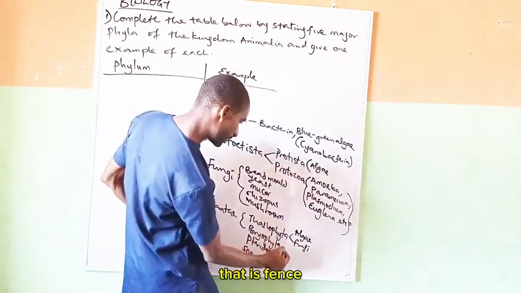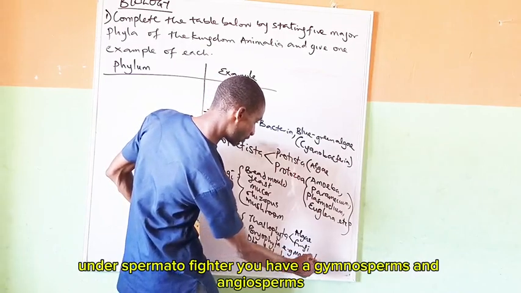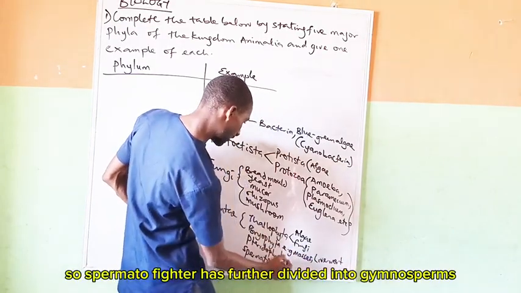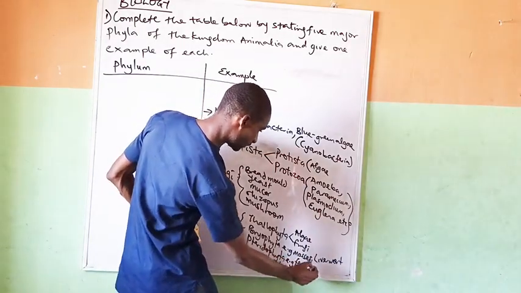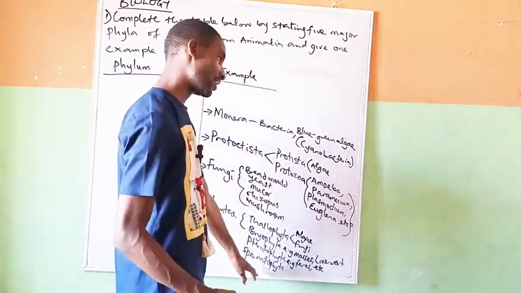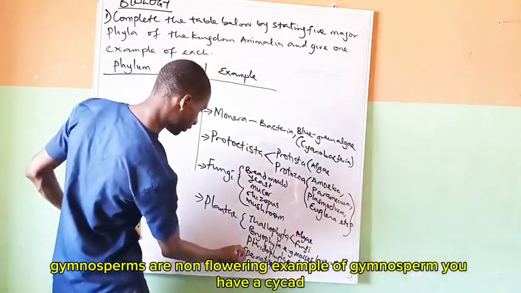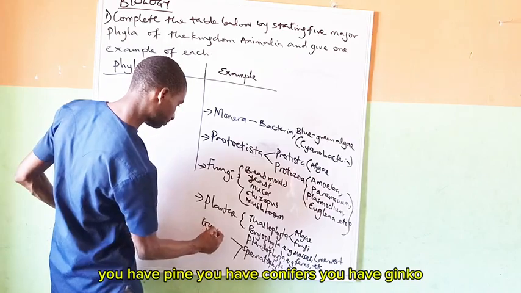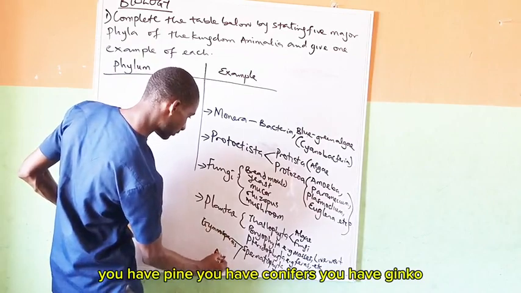Examples of Bryophyta are mosses and liverwort. Examples of Pteridophyta are ferns, Dryopteris, etc. That is ferns. Under Spermatophyta, you have gymnosperms and angiosperms. Spermatophyta is further divided into gymnosperms and angiosperms.